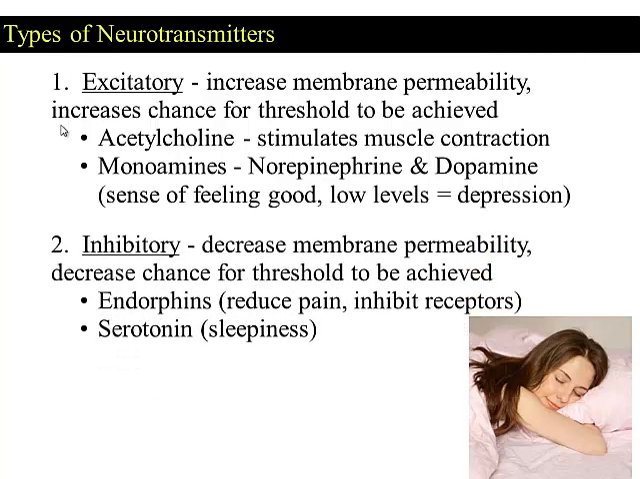And then there are also inhibitory neurotransmitters. These are going to actually decrease membrane permeability. So they decrease the chances of an impulse being sent from one place to another. Endorphins are an example. They reduce pain by inhibiting the receptors. So endorphins sometimes will be released. They make you feel good, but they often do that by reducing the amount of pain that you feel.